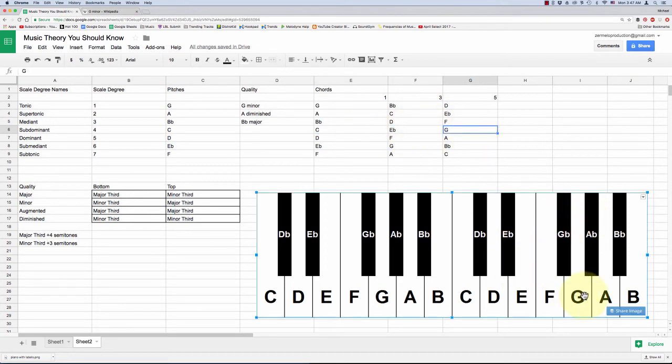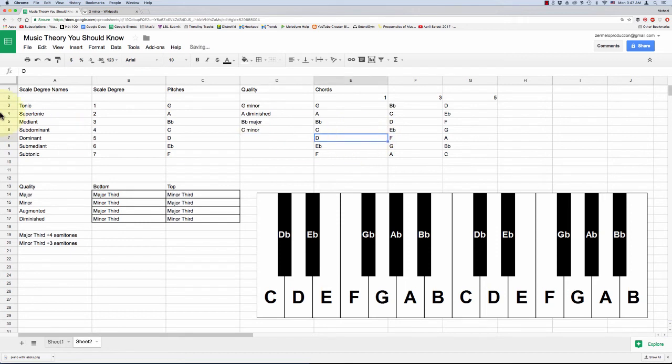So here's E flat and G. So we have 1, 2, 3, 4. That's plus 4 semitones. All right. So we have a minor third in the bottom, and we have a major third in the top. So minor third in the bottom, major third on the top. That's going to be a minor chord. So we have C minor.